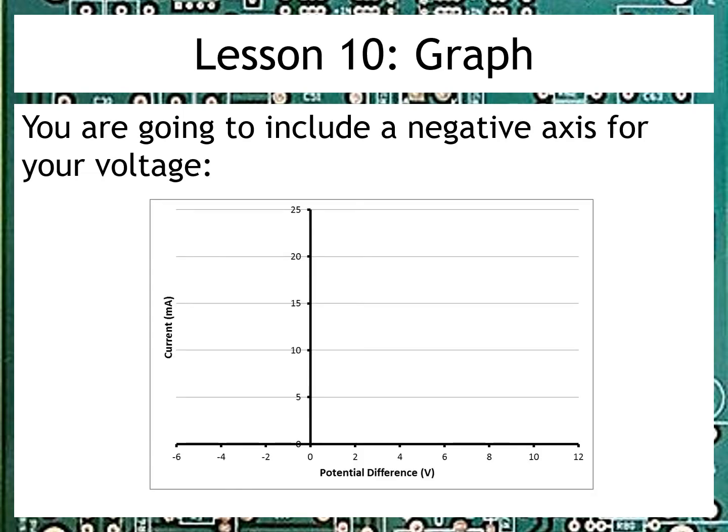So after the experiment, I also got you to plot a graph. In this case, again, current against potential difference. But in this example, I wanted a negative axis on here for voltage. So this is different to what we did for the filament bulb. And that's because in the experiment, I asked you to switch the LED round so that we had the current flowing first one way through the LED and then the other way through the LED, because I wanted to see whether or not it mattered which way round the diode sits in the circuit.